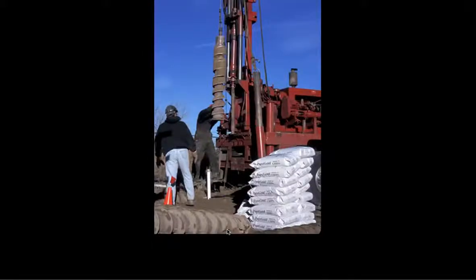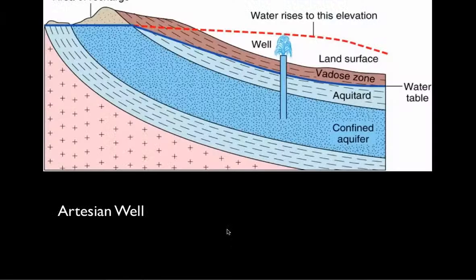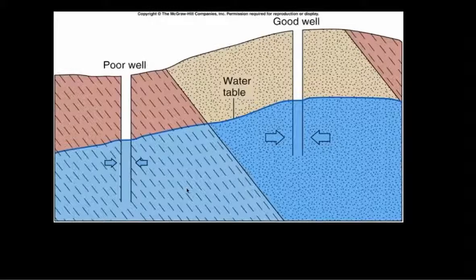Here's a typical well operation. Here's what you dig out. And again, here is an artesian well. Okay, here's a bad well. It's drilled in shale. This is a symbol for shale, a mud rock that has very few pores and isn't very permeable. And here's a good well because it's in sandstone. You have to be careful where you drill.